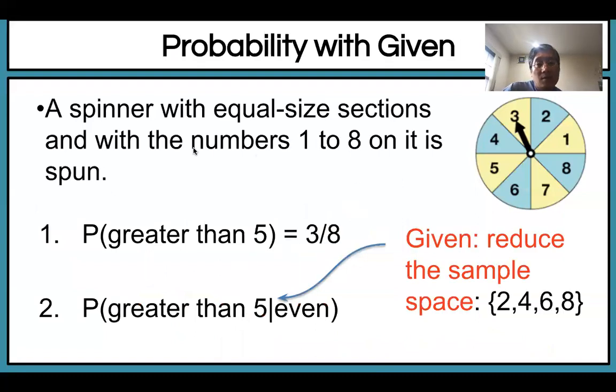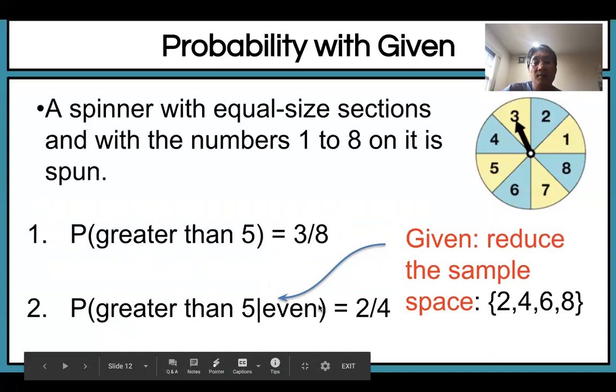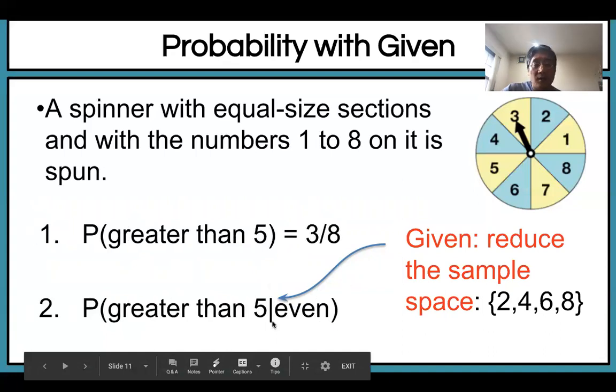So in case number 1, if we just ask greater than 5, the probability is 3 out of 8, right? Greater than 5: 6, 7, 8. But if there is a condition, we write greater than 5, given that, using this symbol, the bar, it landed on the even. That reduces or narrows down the sample space. If it is even, the total sample space is 2, 4, 6, 8. Then what is the probability of greater than 5?